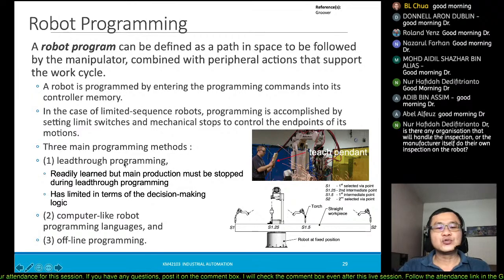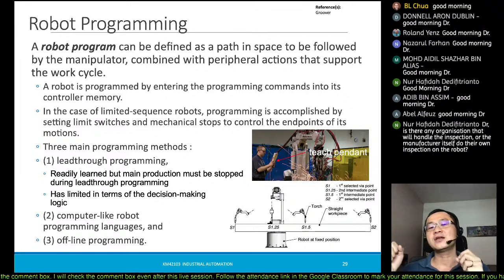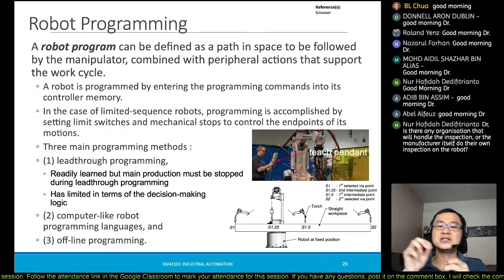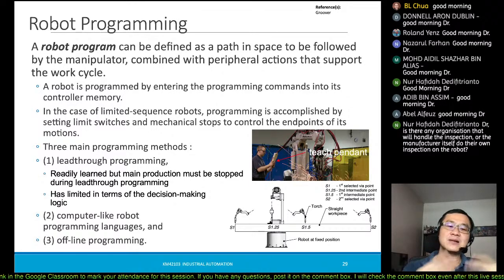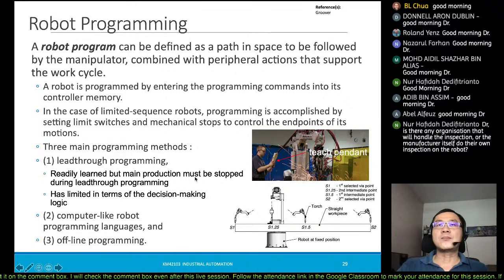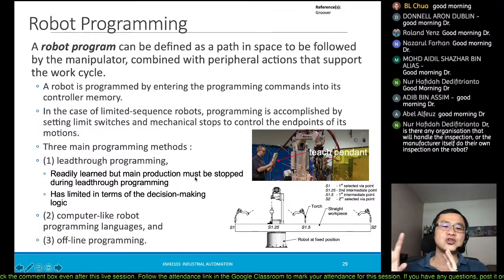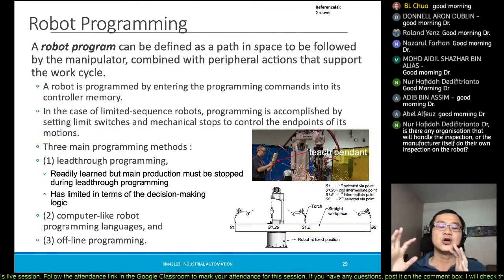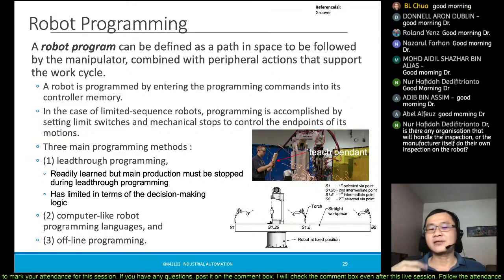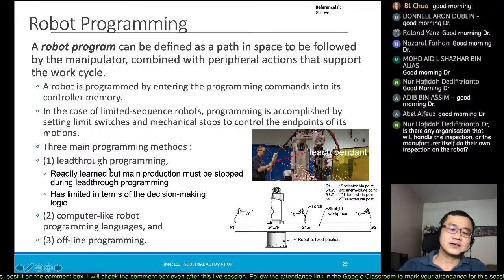Also, you need to stop your production in order to teach the robot. Meaning to say, at that particular point, you have to stop your whole production. Now you start to teach, saving points or paths, before you play it back. So that is the disadvantage, right? Whereas for the other two programming methods, you don't need to stop your operations. You can program on your computer at home, especially nowadays with work from home. You program it from home, save it, send it to the robot, and run whenever they are ready. So you don't need to stop your production line. The switching of the program is very fast.